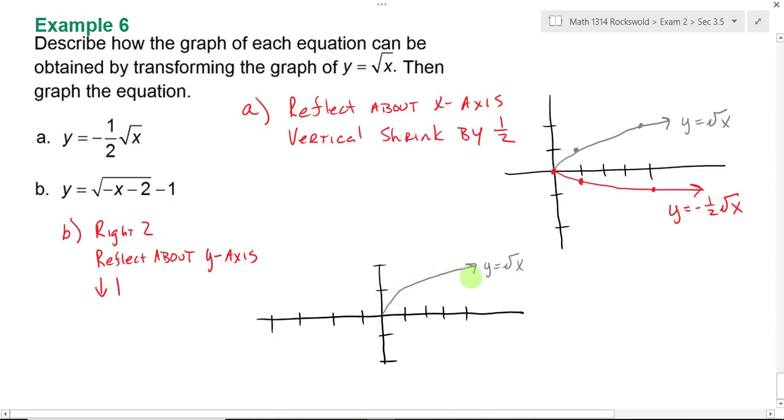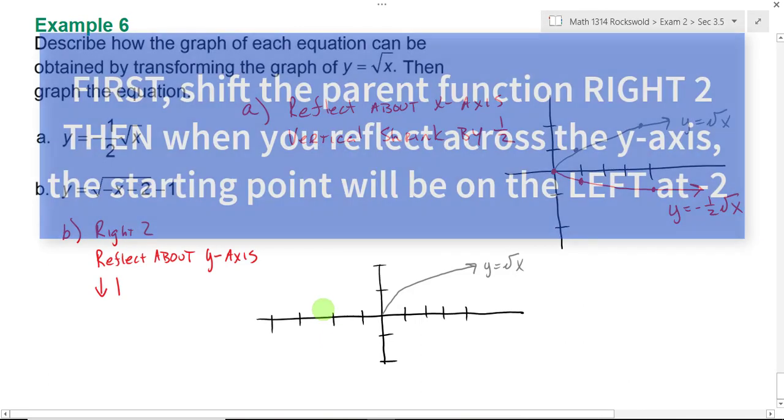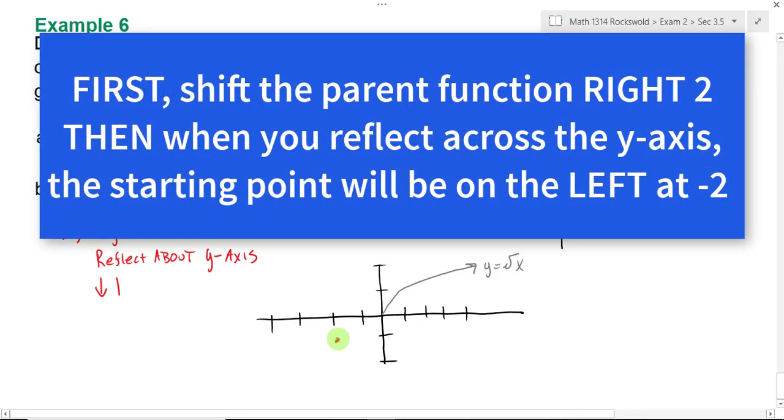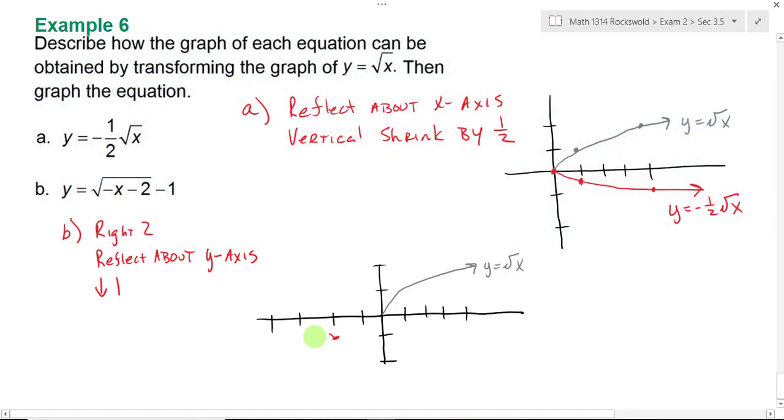So when I flip this across the y-axis, that means my graph is going to look like this, but now this point that's normally at 0, 0 is going to go to the right 2 and down 1. The reflection first, and then I'm going to go to the right 2 and down 1, and that's going to put my graph right here. You always want to do the horizontal shift first. And we see that our graph will look like that.